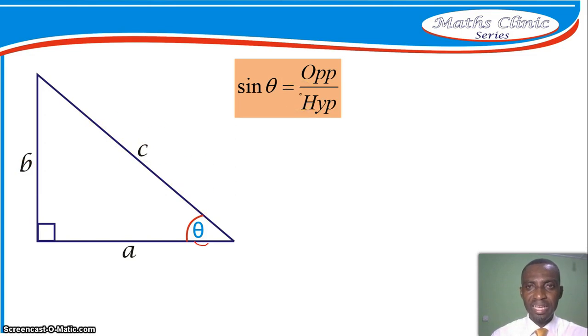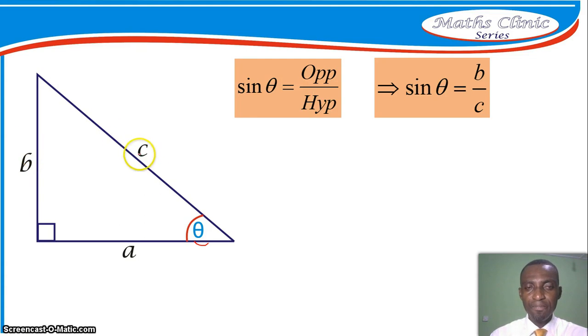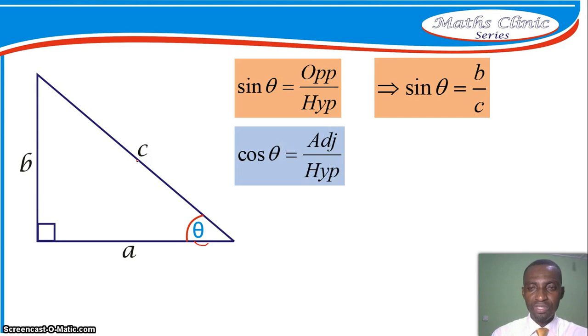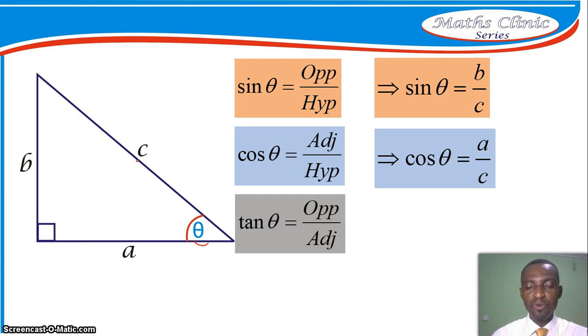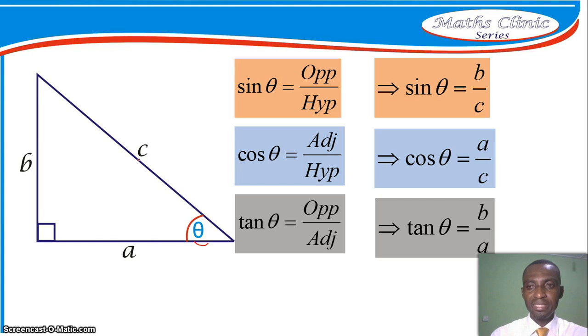So more or less you can say sine theta is equal to B over C. What it means is that if I know the measurement for B, and I know the measurement for C, and I divide B by C, the result will be the sine of the angle. What if I use cos to define it? It will give me adjacent over hypotenuse, and that will be A over C. And if I use tan, it will be opposite over adjacent, and that will give me tan theta as B over A.